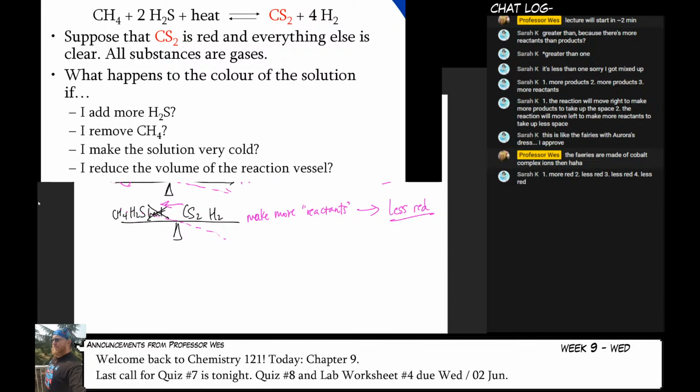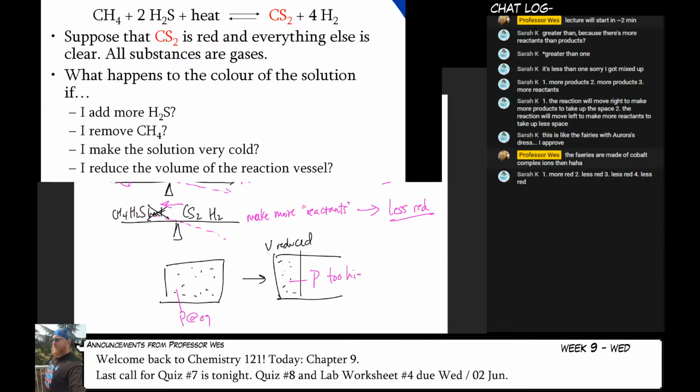And then finally, if I reduce the volume of the reaction vessel to something that's smaller, so here's my stuff. Now it's in a tinier space because the volume is reduced. Whatever pressure was at equilibrium, now that pressure is too high for equilibrium. So I need to reduce the pressure. And in order to do that, I need to go to the side with fewer moles.